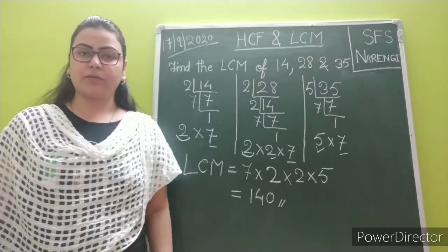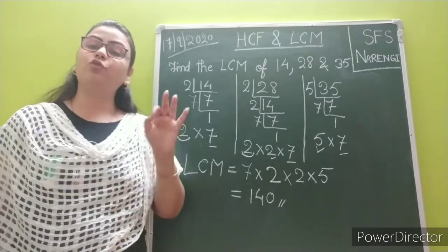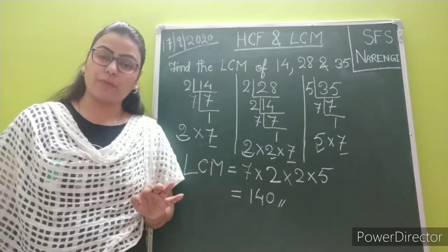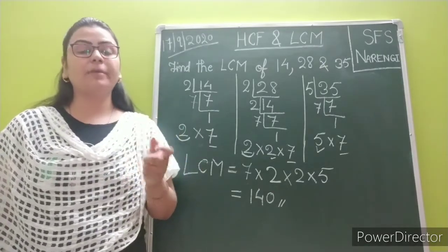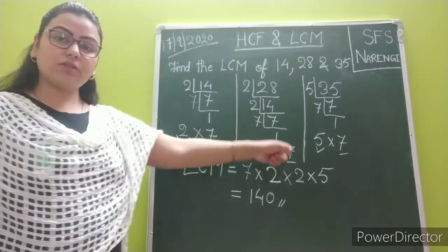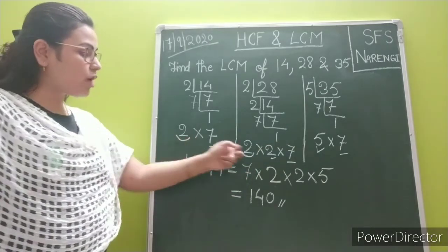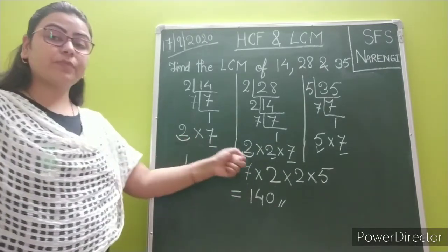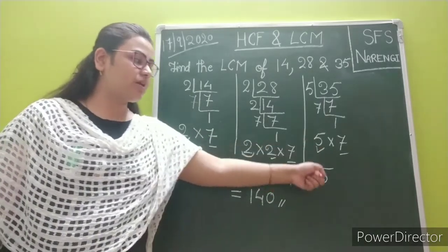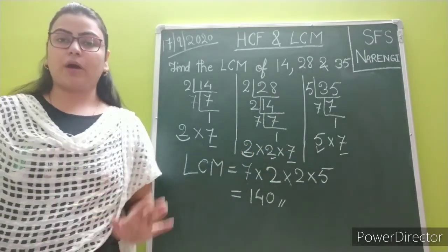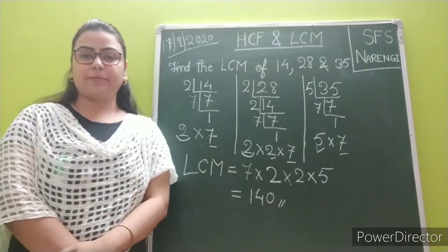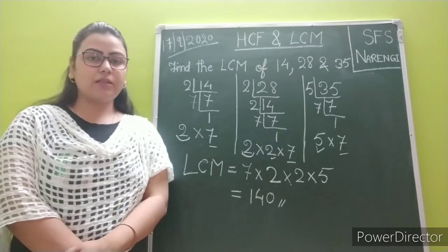That is 140. How did we do it? We took the common factors and the uncommon factors both. For every factor which is common, even for two numbers, we have taken only one. So, 7 was common in all three of them, so one 7. 2 is common in two of them, so we have taken one 2. This 2 is not having any common, so this has come. 5 is not having any common, so this has also come. Clear, children? And then we have multiplied and we have got our LCM. So I hope this is very clear. There is no confusion.